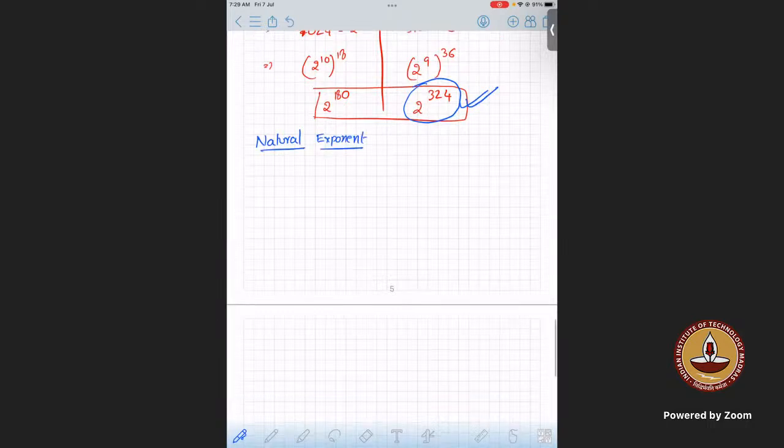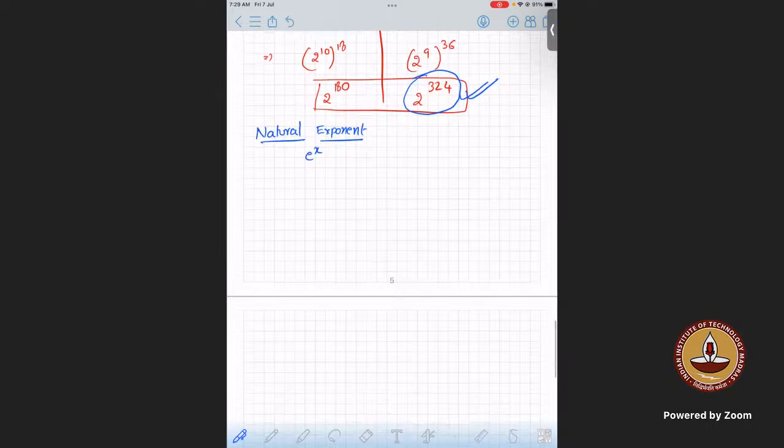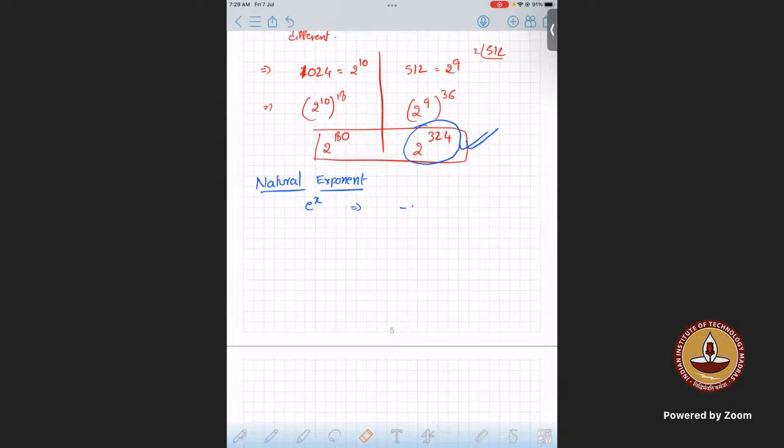It is like e power x. Listen to this carefully, e is greater than 1. Okay, not this. I need to first clarify how the graph looks like. We defined what is an exponential function.